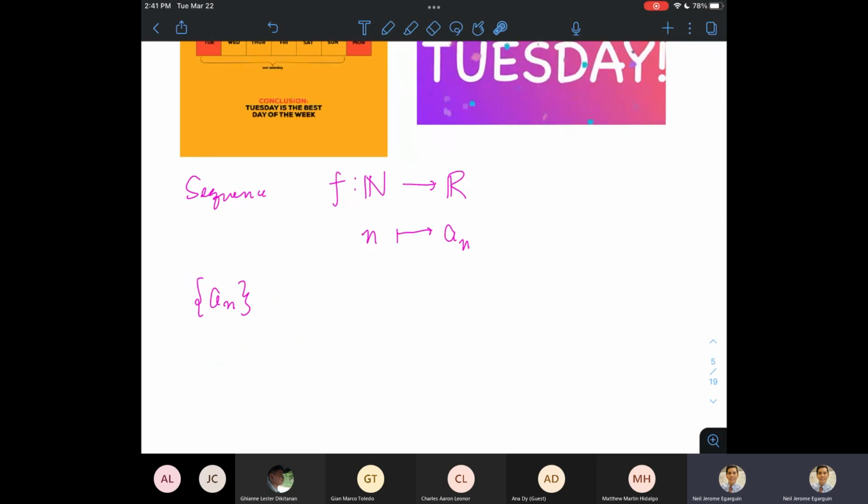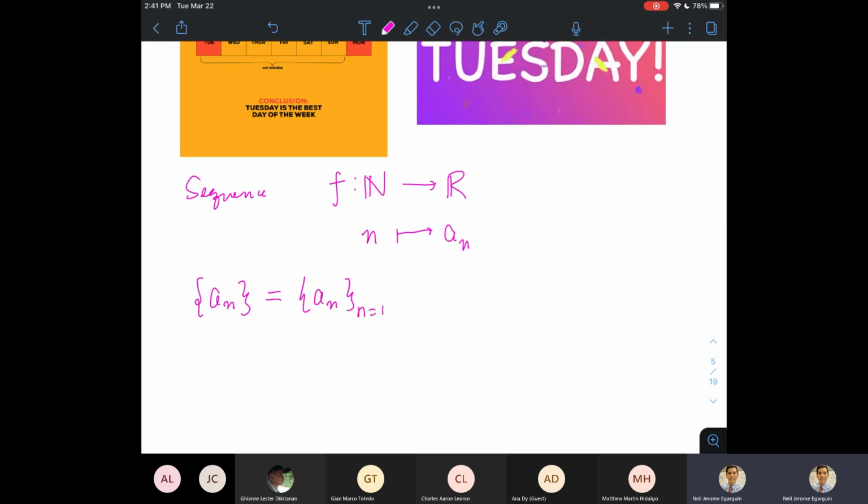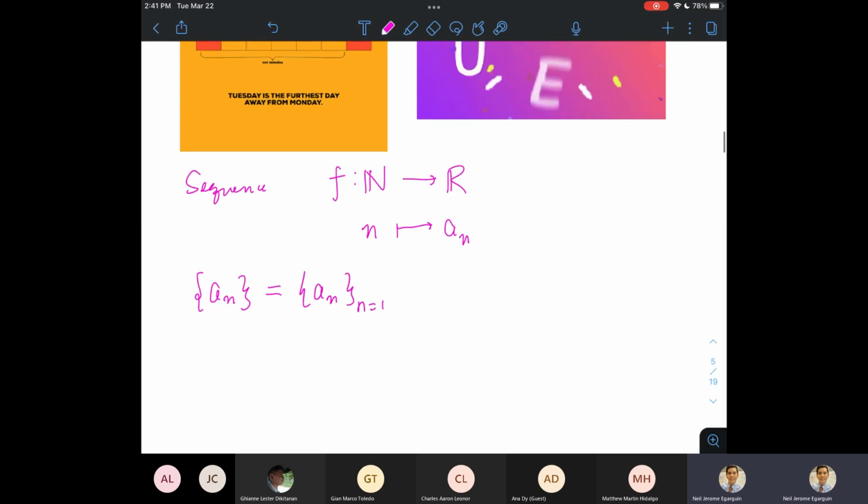Pero pag nag-uusap tayo about sequence, that it is clear in the context of the sentence or the paragraph that we are talking about sequences, then treat this as a sequence. But if you don't want to create some ambiguities, pwede mo naman siyang isulat ng ganito. Lagyan mo ng subscript to denote that the index starts at n equals 1 and it goes without bounds, or it increases without bounds. So ganyan.